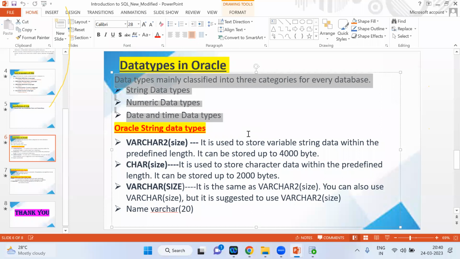So what we are going to learn now is data types in Oracle. What is the meaning of data types, guys? I'll explain that data types are mainly classified into 3 categories for every database: string data types, numeric data types, and date and time data types.